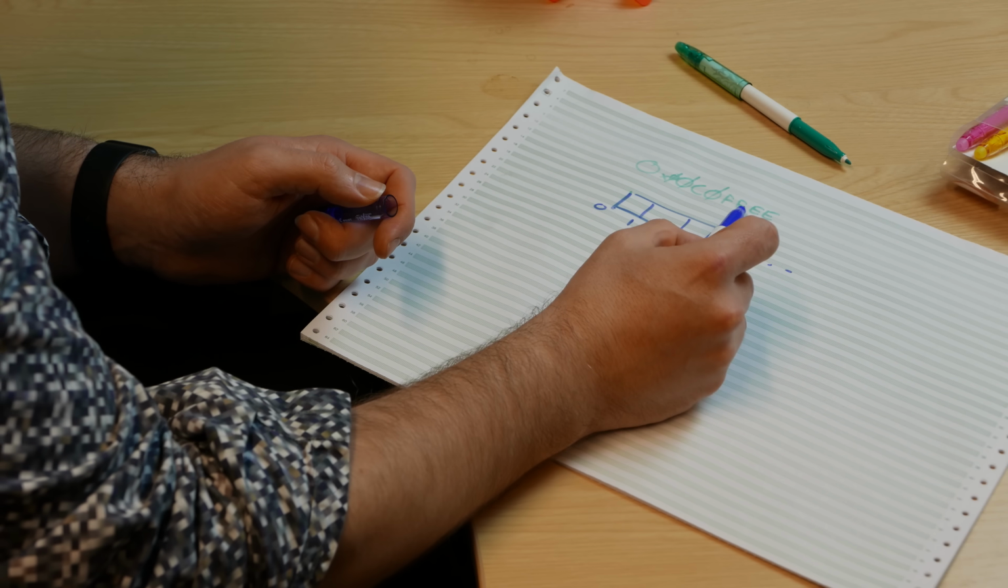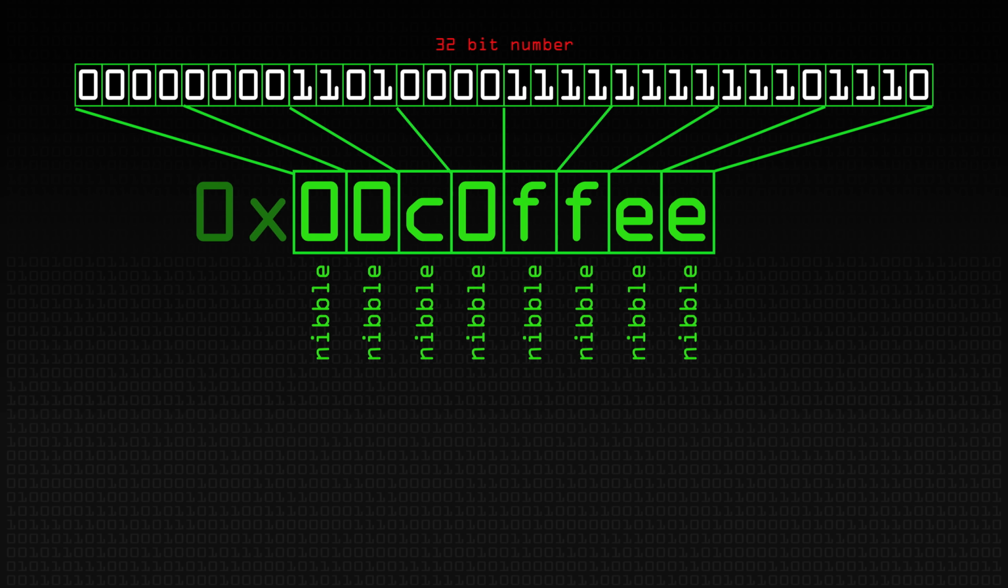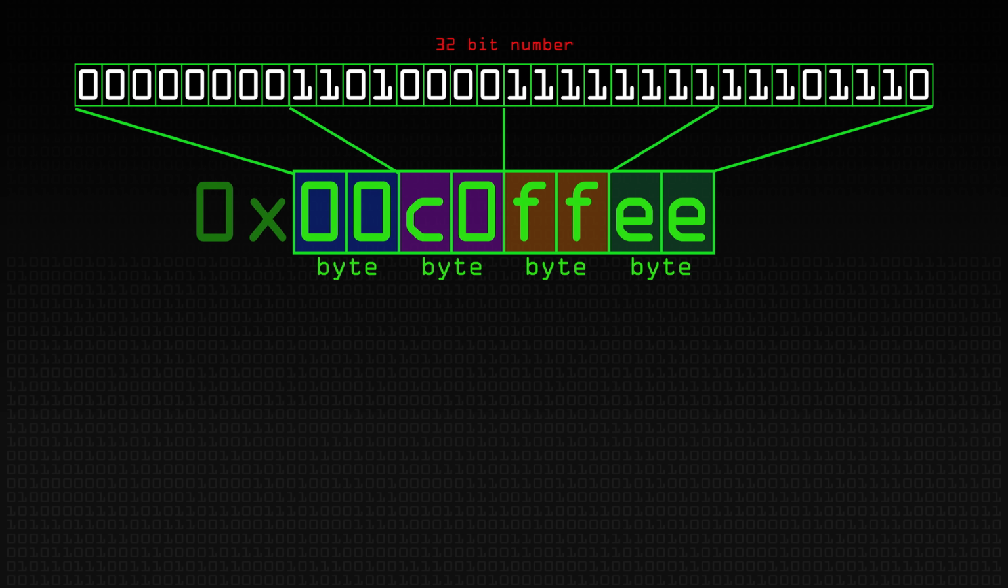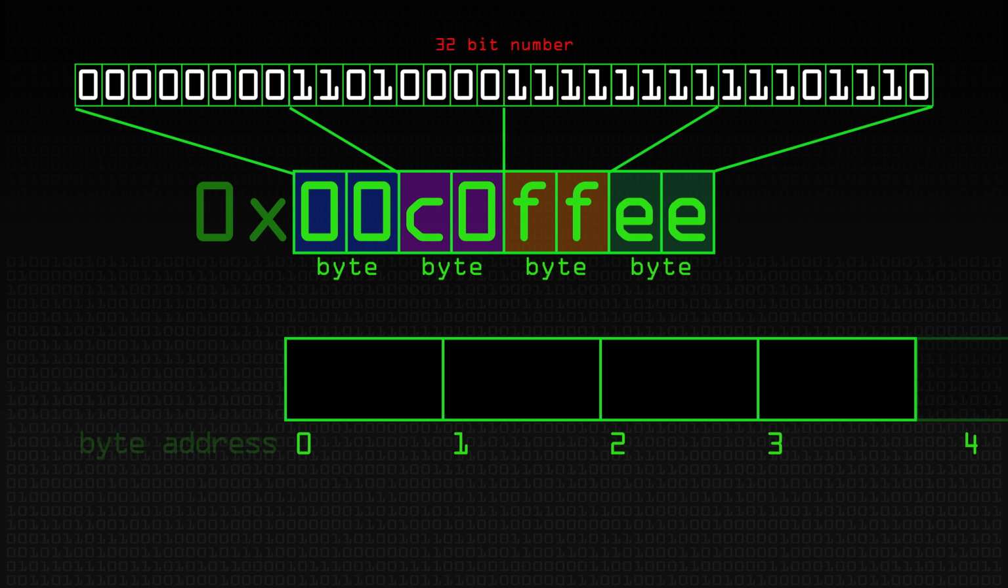So each of those addresses is going to represent a byte. That's a number between 0 and 255, which is equivalent to 2 hexadecimal digits. Each hexadecimal digit represents 1 nibble, 4 bits, so 2 of them is a byte's worth, 8 of them is 32 bits worth. So we need to assign these bytes into the memory locations. So how do we do it?